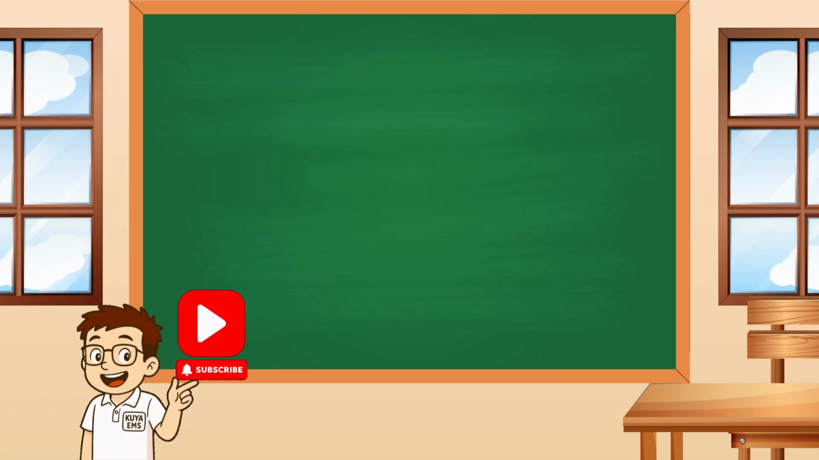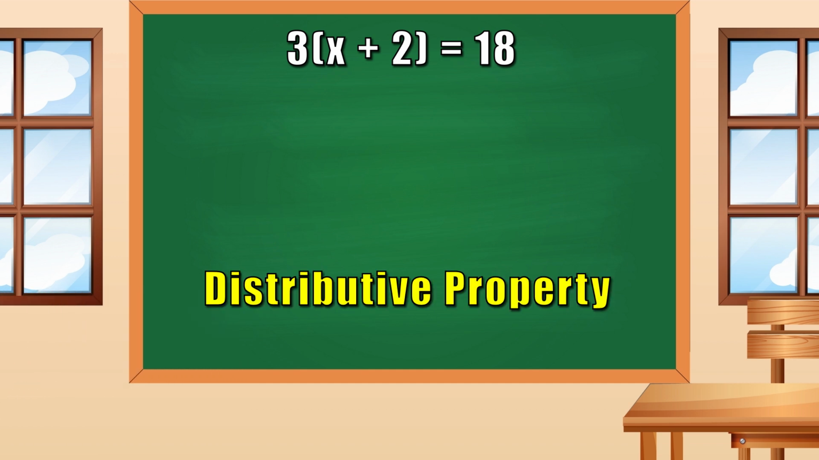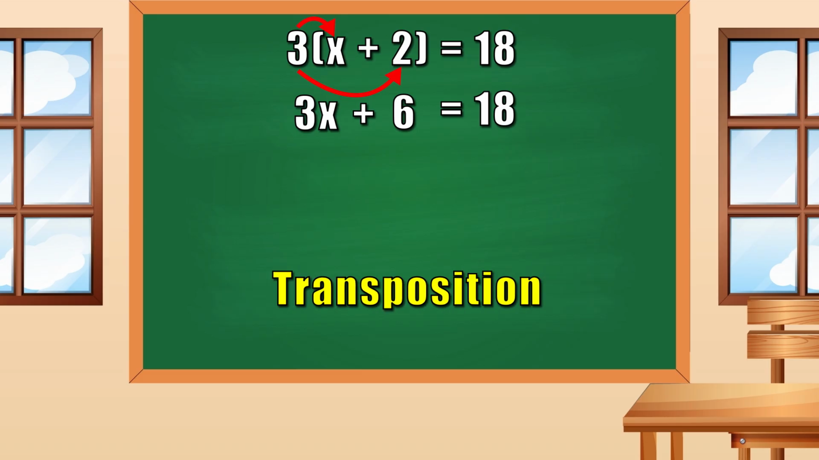Now let's try one with parentheses. 3 times the quantity x plus 2 is equal to 18. Using the distributive property, we will multiply 3 to all the terms inside the parentheses. So 3 times x is 3x, and 3 times 2 is equal to 6. So our equation now becomes 3x plus 6. Let's bring down 18. And this time, let's do a transposition.